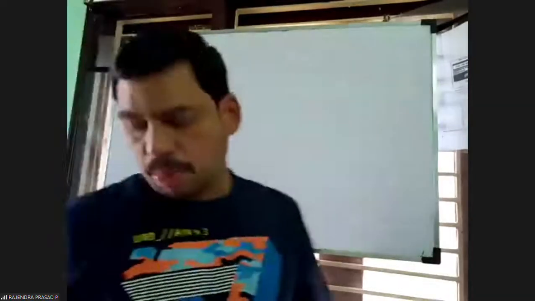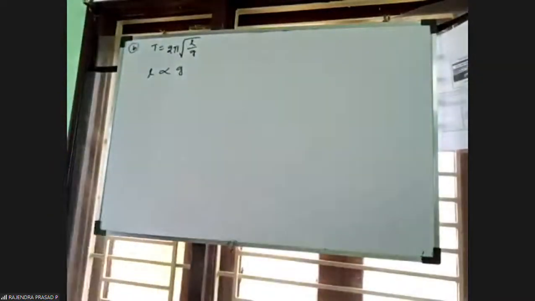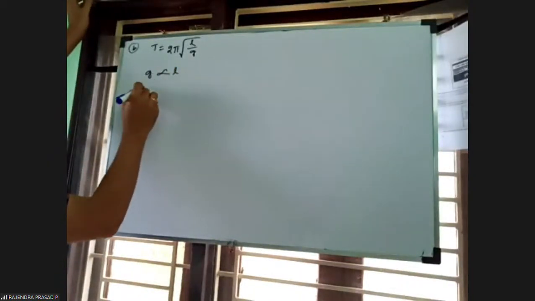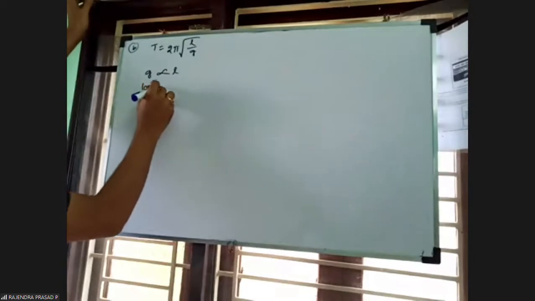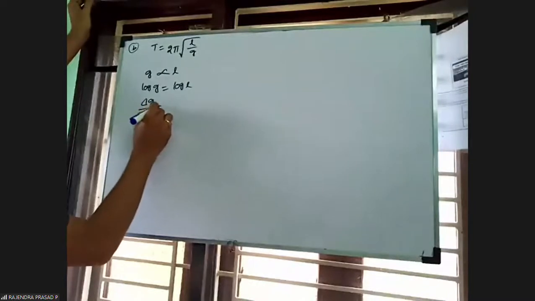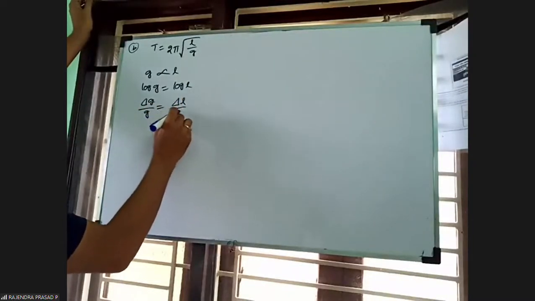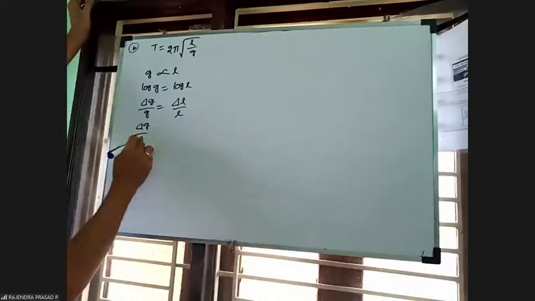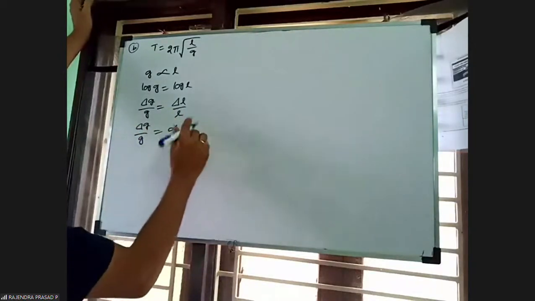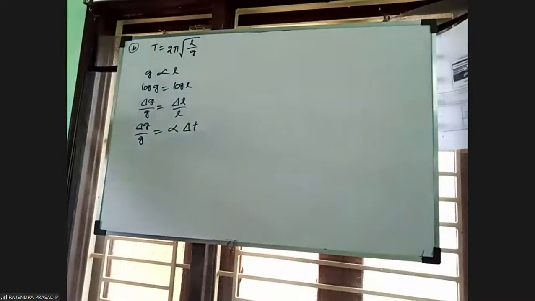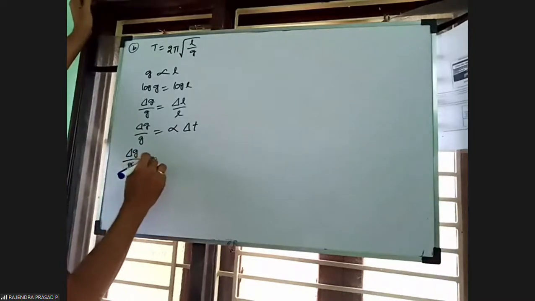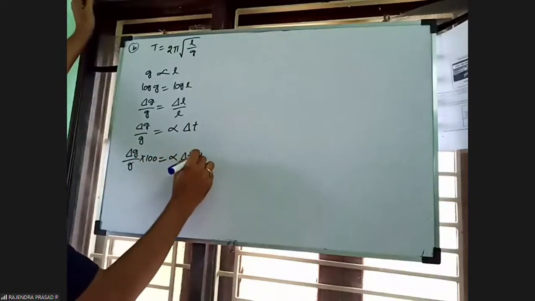L is proportional to G, or G proportional to L. Take log on both sides, log G equals log L. So delta G by G equals delta L by L. So delta G by G equals delta L, which means alpha delta T. So delta G by G into 100 equals alpha delta T into 100, percentage calculated.